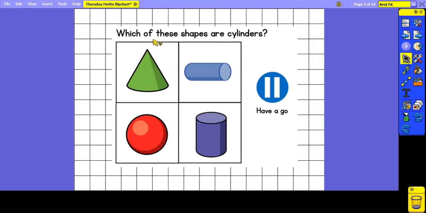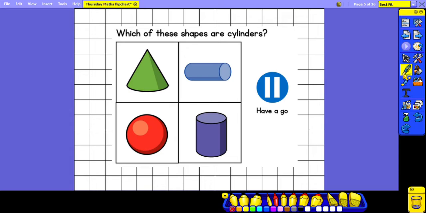This time you are being asked to find the shapes that are cylinders. So once again, go through them one at a time. Put a cross if it is not a cylinder and a tick if it is. Pause the video now and have a go.